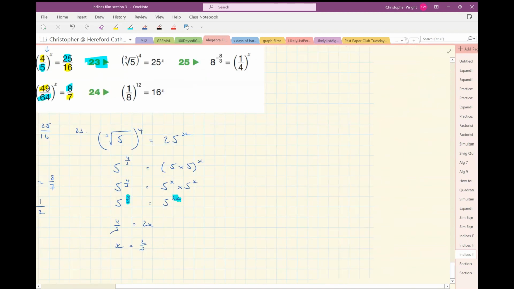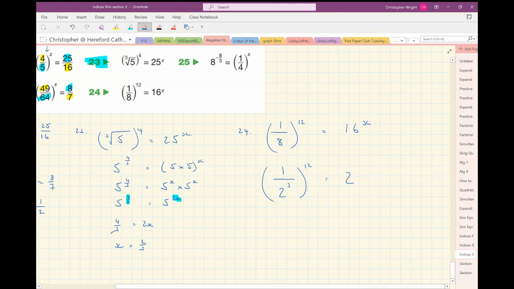Let's have a look at number 24. Now, number 24, I have got 1 over 8 to the power of 12 equals 16 to the power of x. Now, the base I'm going to put both of these into is base 2, because I can write the 1/8 as 1 over 2 cubed to the power of 12, and I can write the 16 as 2 to the power of 4 to the power of x.